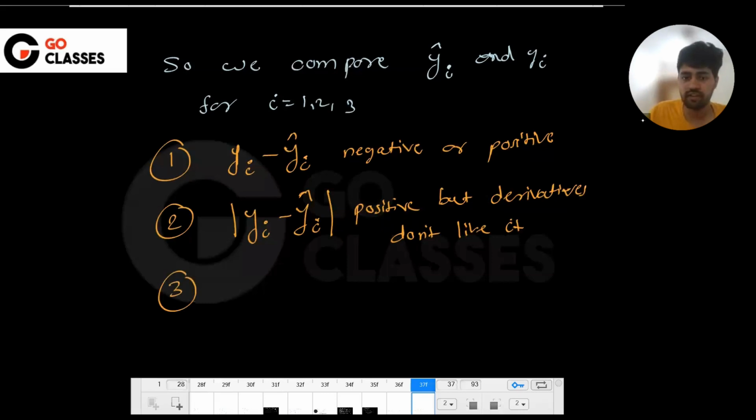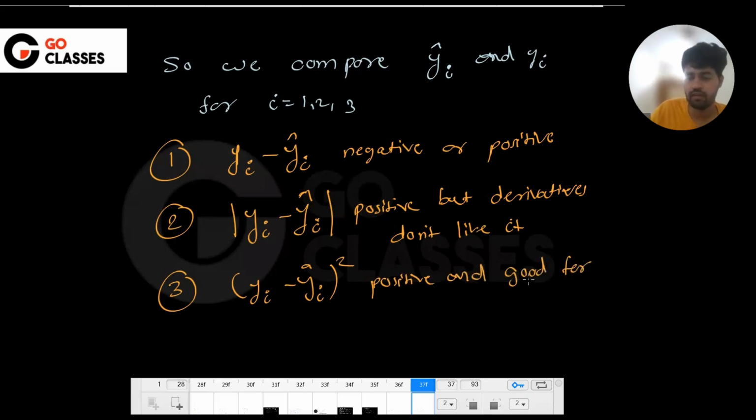Can you please explain? Okay, so let me write the third point and then I'll explain the second and third. So then there is yi minus yi hat squared, which is positive and good for derivative. Okay, so note that this is coming. We can use any of these things. So first of all, this is not a good choice.